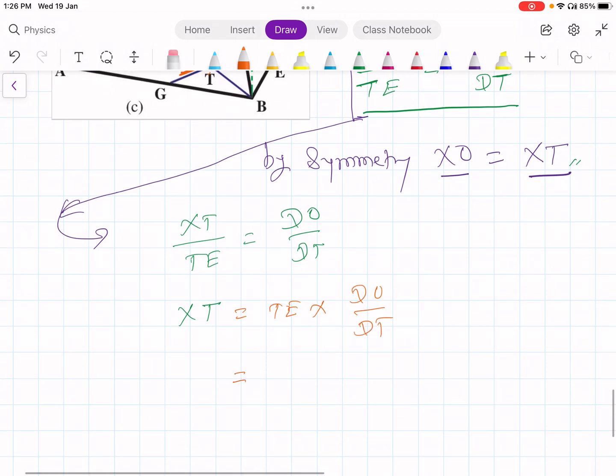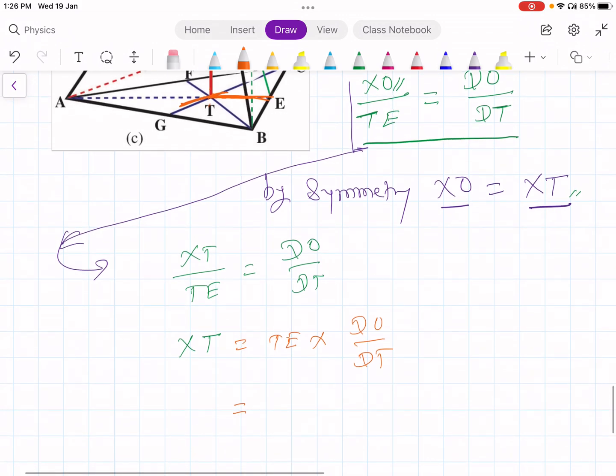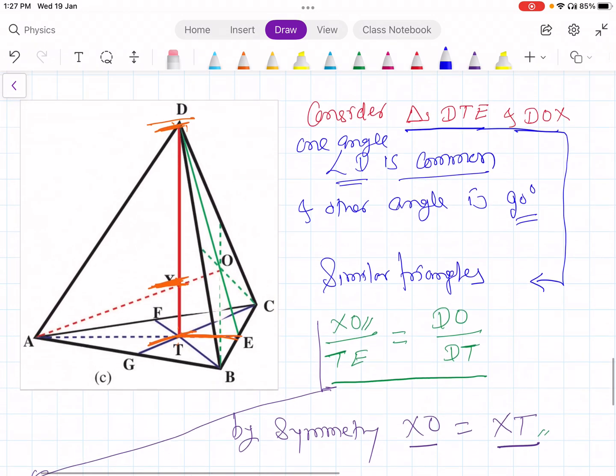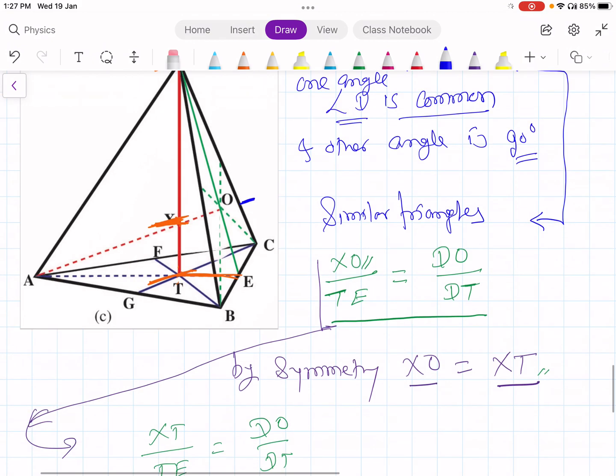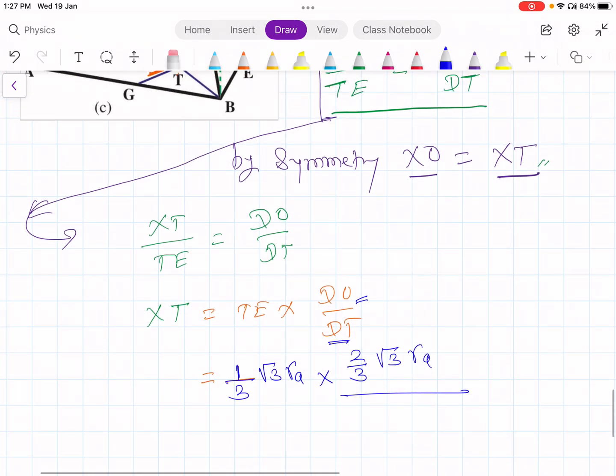We know all of these right hand sides. TE is 1/3 of root 3 Ra, into DO. This is DO, from here to here, and that distance is 2/3 of root 3 Ra, divided by DT, which is the height of the tetrahedron, and that equals 2 root 6 upon 3 Ra.